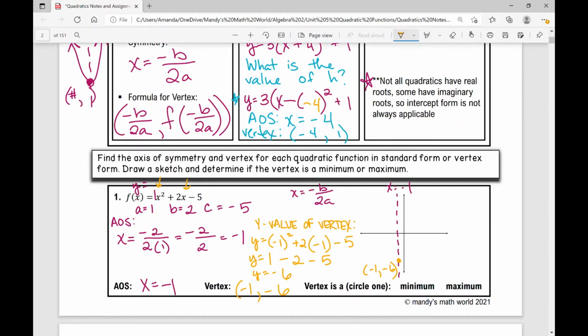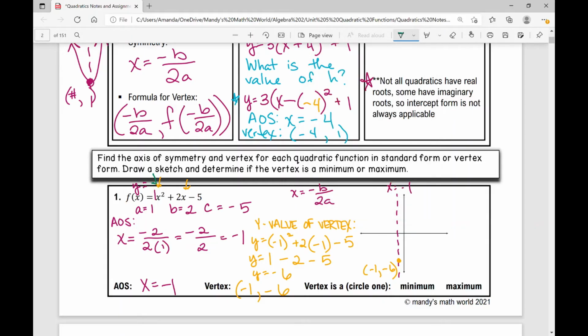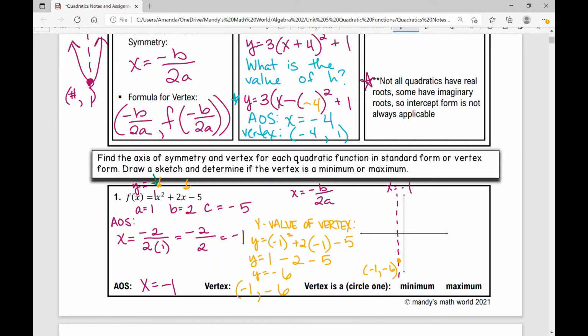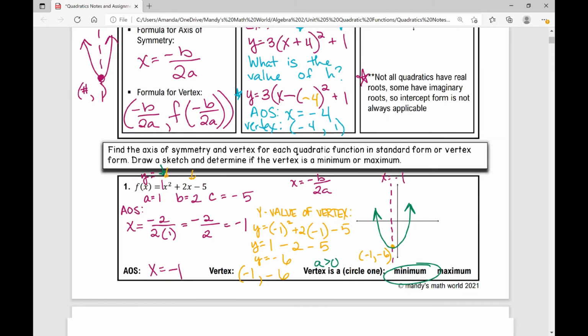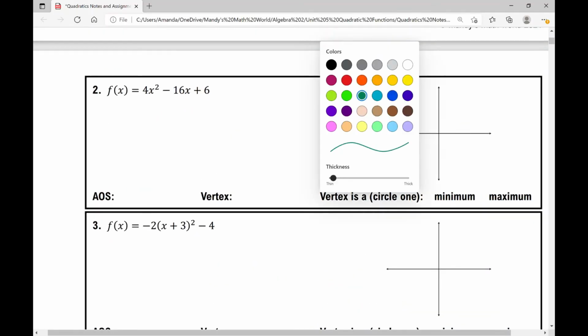And then the very next thing, the last thing we're going to do for this, is determine: is a positive or is it negative? My a value is positive, which means my vertex is a minimum, because a is greater than 0, which means your function is going to look like this. And we're just going to draw a general sketch, right? We're just kind of getting to know or reviewing quadratic functions here. So let's move on to the next couple of examples. And I'll try to go through these as quickly as I possibly can.